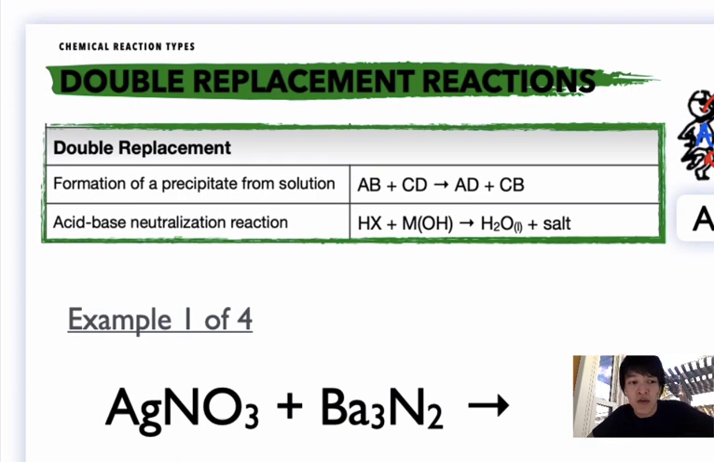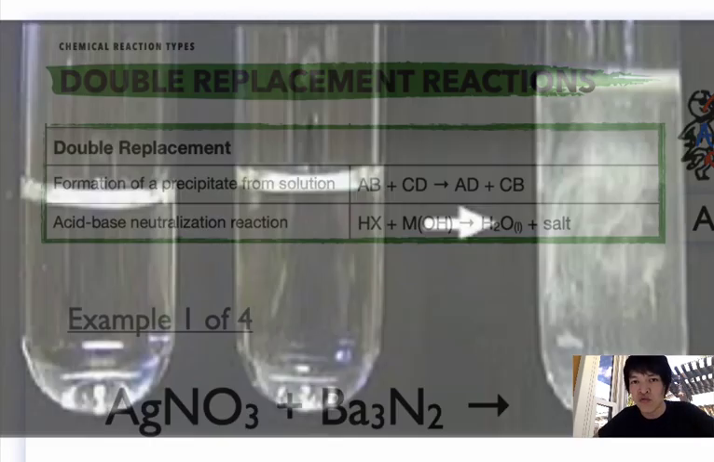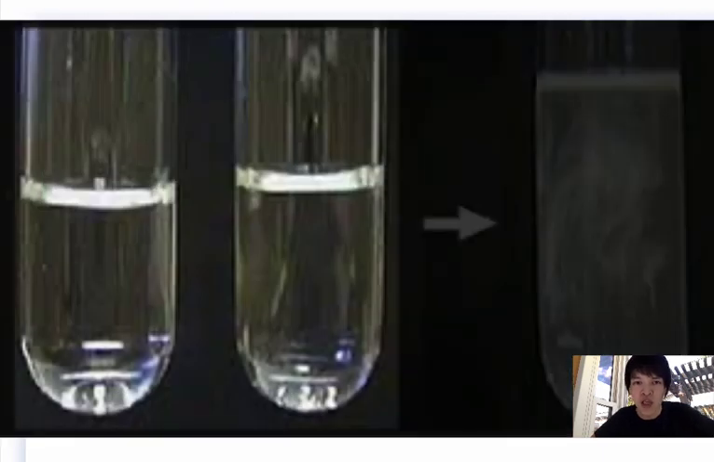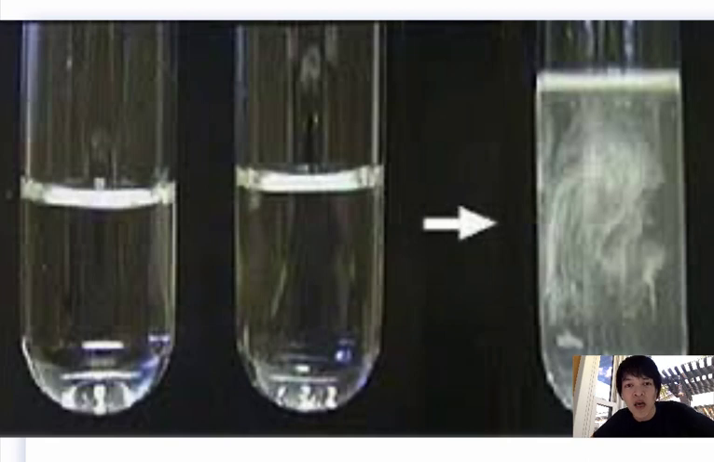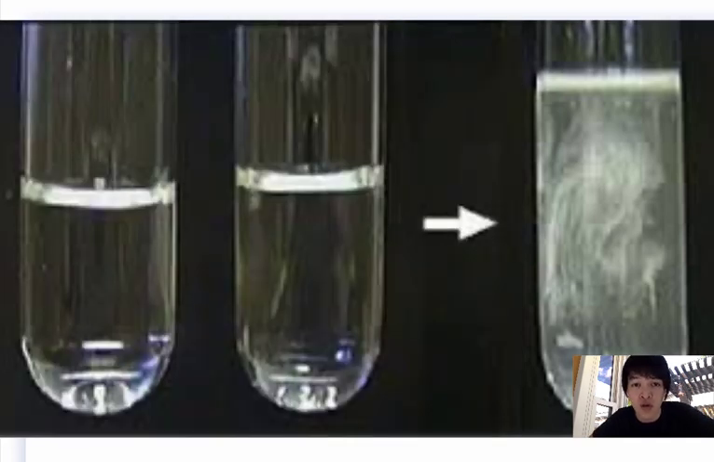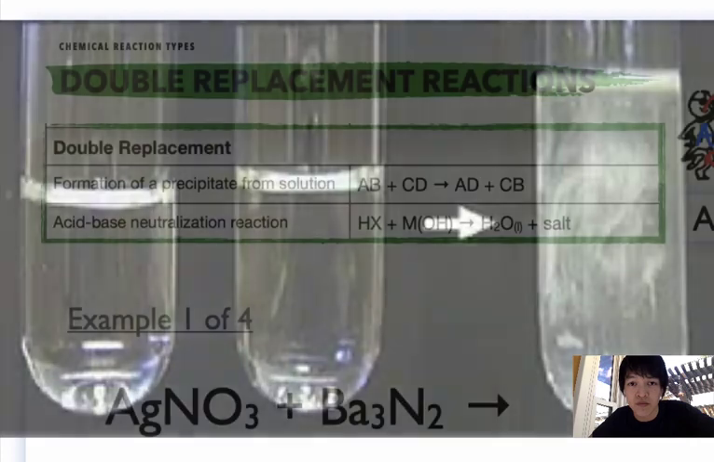If you take a look at the left, there are two types of double replacement reactions. One is called the formation of a precipitate, which looks kind of like this. This is where you combine two liquid solutions, or aqueous solutions rather, and what's going to result is a precipitate. A precipitate is just a solid that forms when you combine two solutions together.